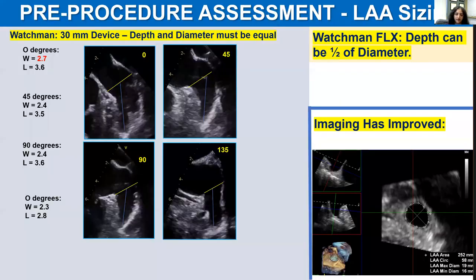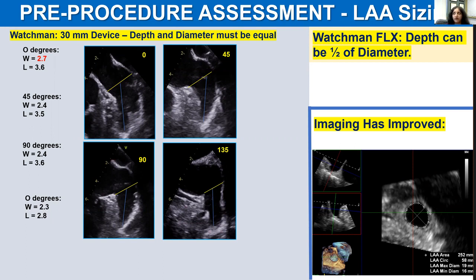And then the second step is to assess the size of the left atrial appendage. You can do this in 2D or in 3D. This is the old Watchman device. And what you see is that whichever way you do it, you really need to assess the left atrial appendage from 0 to 135 degrees. The 4 quadrants of degrees are 0, 45, 90, and 135.